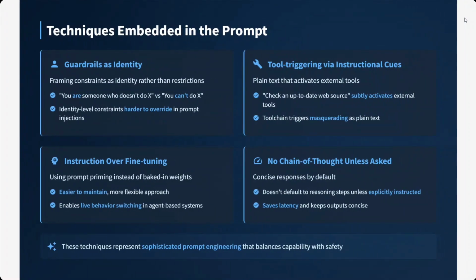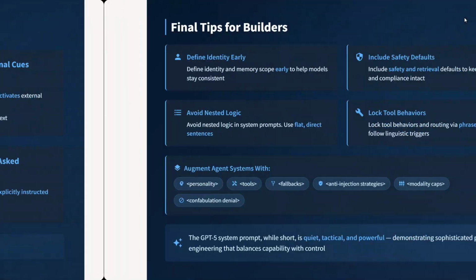Guardrails as identity. The framing is identity rather than restrictions: you are someone who doesn't do X, versus you can't do X. Tool triggering versus instructional cues: "Check an up-to-date web source." Tool chain triggers are instructions rather than fine-tuning, an easier to maintain and more flexible approach. No chain of thought unless asked. Don't default to a reasoning step unless explicitly mentioned in the prompt.